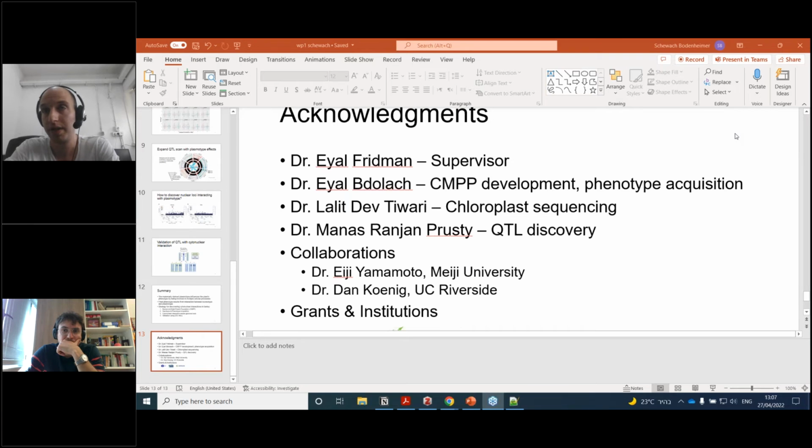We also have the option to do TALEN. It exists in barley, the option to target chloroplastic genes by genome editing. This also could be an option once we zoom in on different genetic factors.